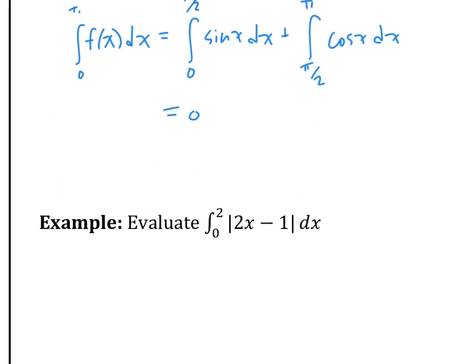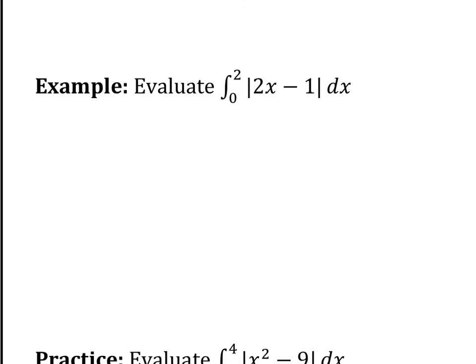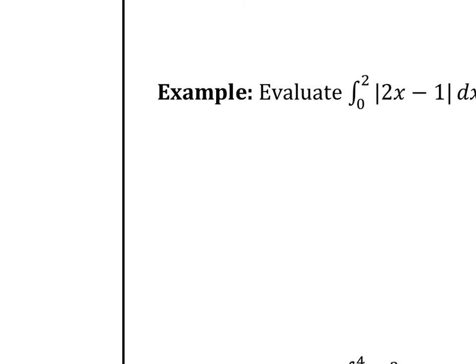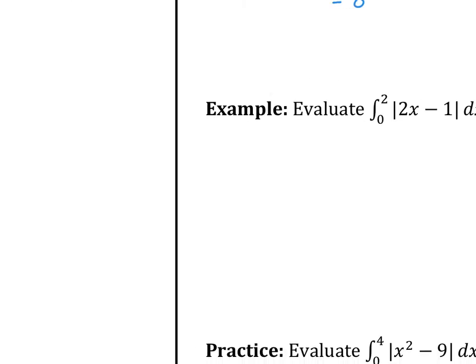All right, now let's look at a different example. 0 to 2 of this absolute value. We've never really dealt with absolute value before. So let's kind of think about it. 2x minus 1, absolute value. Can you imagine how this graph looks? It's a V. Where does the vertex go? 1/2. So the graph is going to look like this.